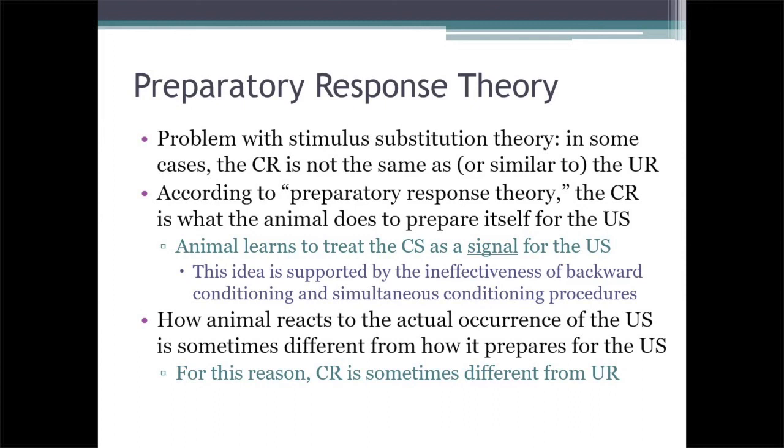So again, guys, the big idea behind preparatory response theory is that the conditioned response is a preparatory response. It's what you do in preparation for the unconditioned stimulus. Okay, so preparatory response theory makes a lot of sense, and it can explain many examples of classical conditioning, including ones where the CR differs from the UR.